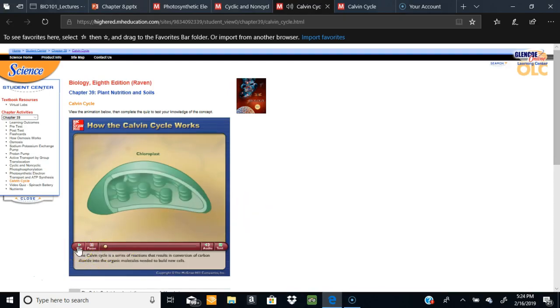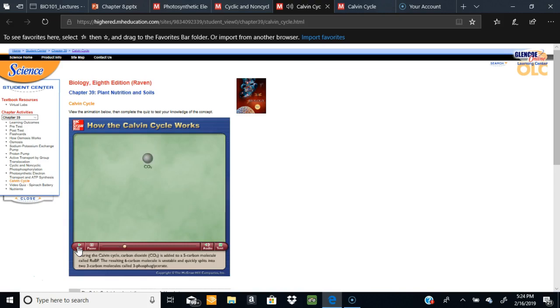The Calvin cycle is a series of reactions that results in conversion of carbon dioxide into the organic molecules needed to build new cells. It occurs in the stroma, which is the area of the chloroplast surrounding the thylakoid membrane. During the Calvin cycle, carbon dioxide, CO2, is added to a 5-carbon molecule called RuBP. The resulting 6-carbon molecule is unstable and quickly splits into 2 3-carbon molecules called 3-phosphoglycerate. Using energy from ATP and reducing power from NADPH, which are products of the light reactions, the pair of 3-phosphoglycerates move through a series of reactions and are converted into 2 molecules of glyceraldehyde 3-phosphate.